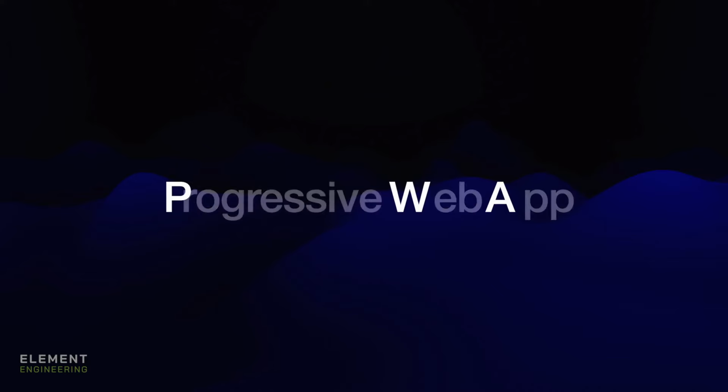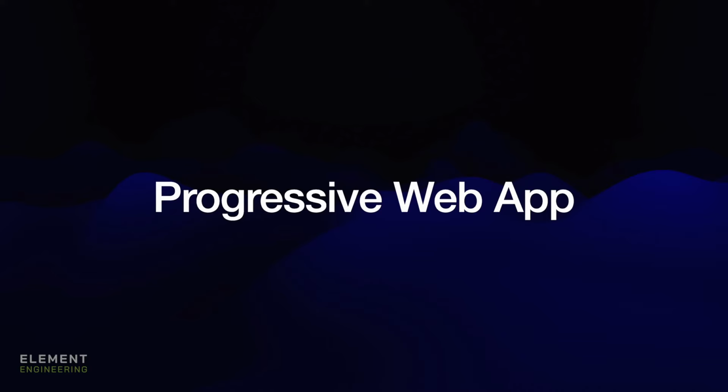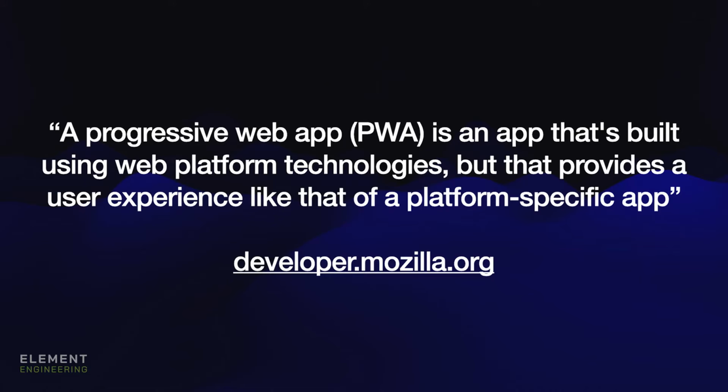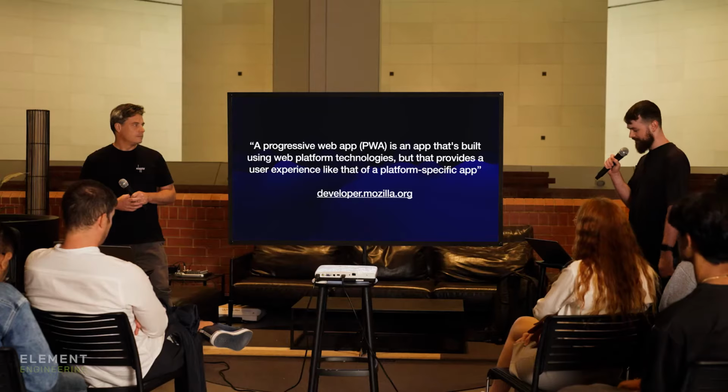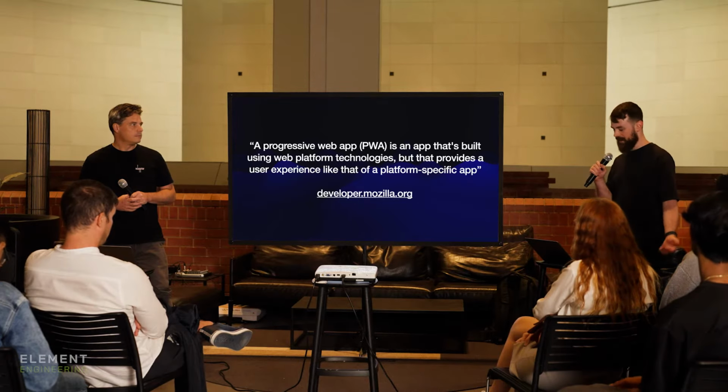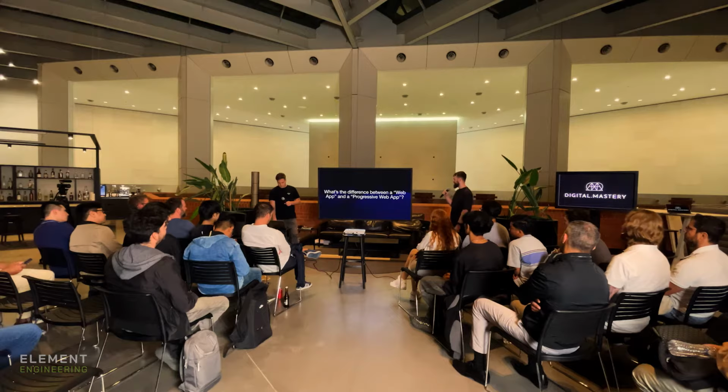So what is this elusive acronym that I've put up here? Progressive web app. So what does that mean? A progressive web app is an app that's built using web platform technologies, but that provides a user experience like that of a platform-specific app. So the TLDR is it's a website or web app that feels like a native app. So what's the difference between a web app and a progressive web app?